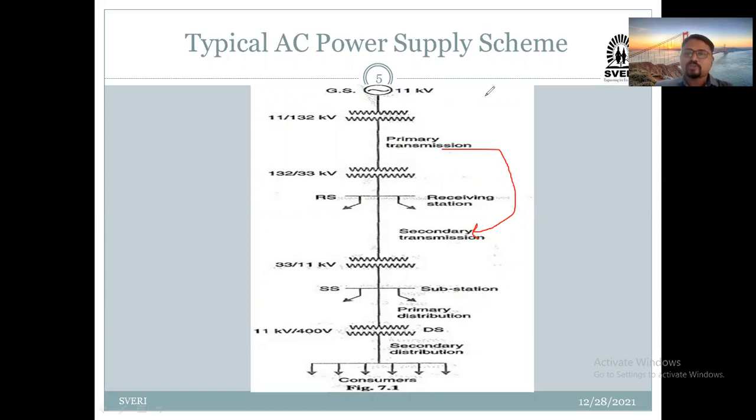Okay. So the care you need to take is that whenever you are drawing this diagram, the notation must be at the proper place.